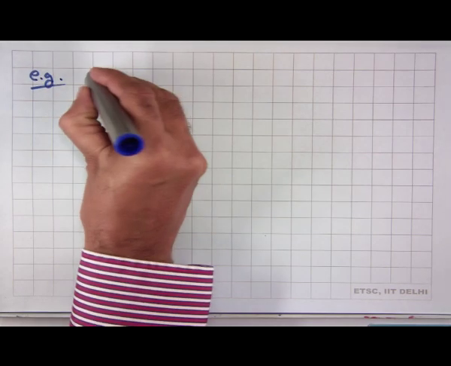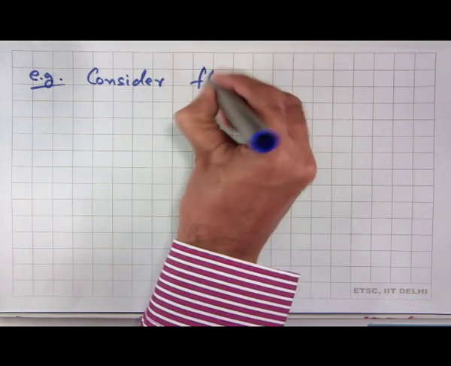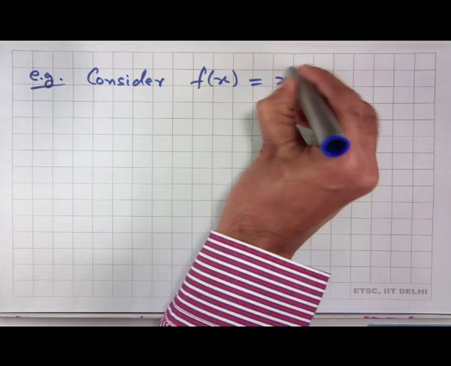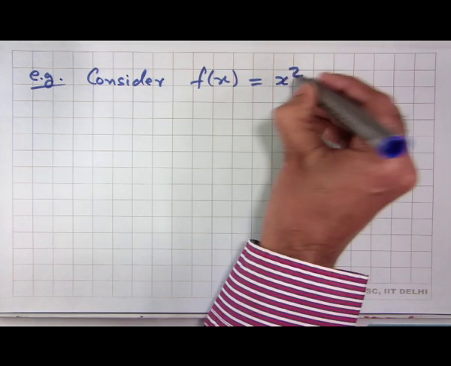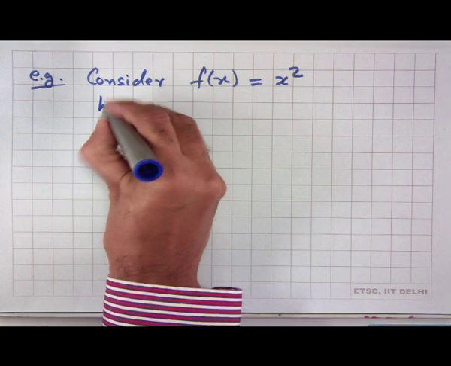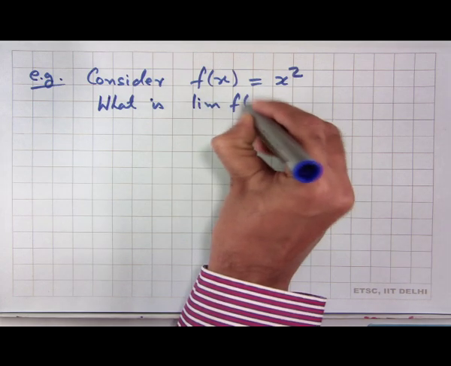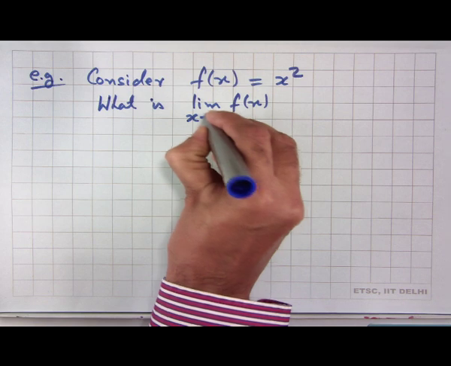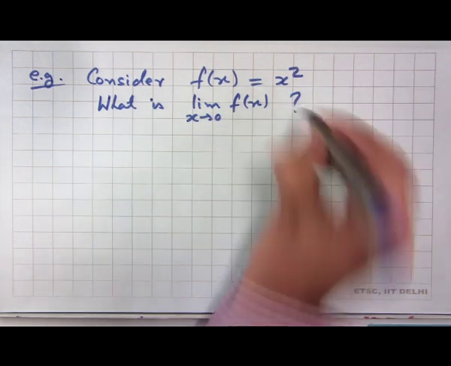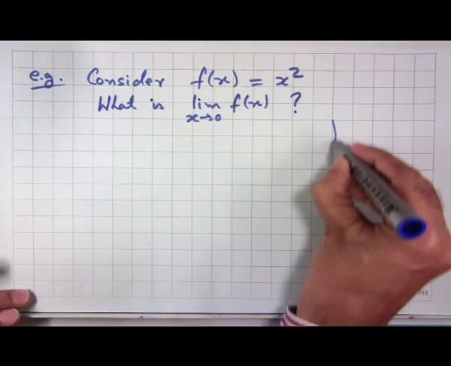So, one example, consider the function f x equal to say x square. And then what is the limit of f of x as x approaches 0? If you see this function, this is very simple, this is a parabola.